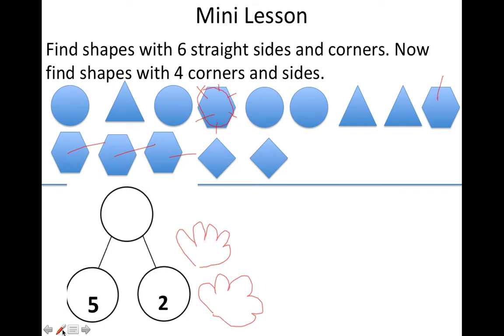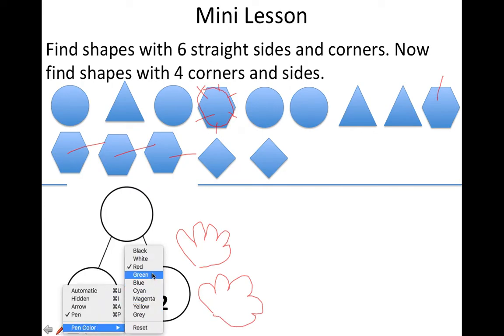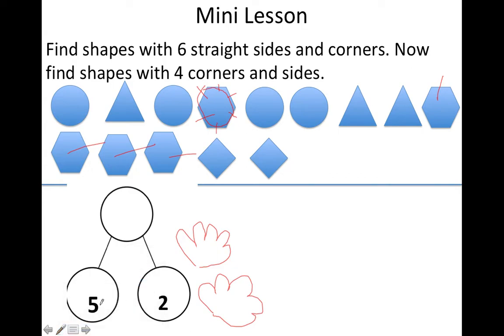Right? And I'm going to change the color of my pen to show you what I mean. So I have 5. 1, 2, 3, 4, 5. Excellent. Now I have 2. 1, 2. So let's count. 1, 2, 3, 4, 5, 6, 7. So 5 and 2 come together to make what? 7. Excellent.